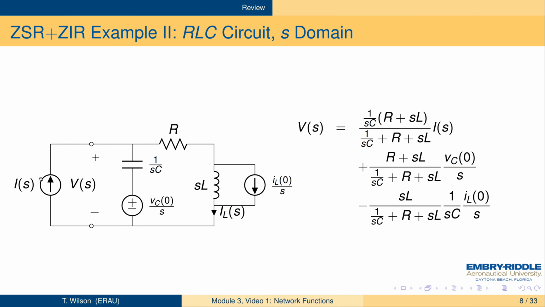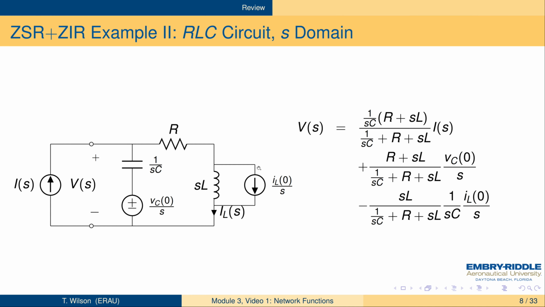So for the drive due to the input current I_S, or I of s, the voltage source is turned off, so it's a short. The current source is turned off, so it's an open. So we have 1 over sC in parallel with R in series with sL, which is the top expression here. The voltage due to the voltage source would then be the voltage divider of the series R plus sL in series with 1 over sC. So we get R plus sL over 1 over sC plus R plus sL, times VC of 0 over s.